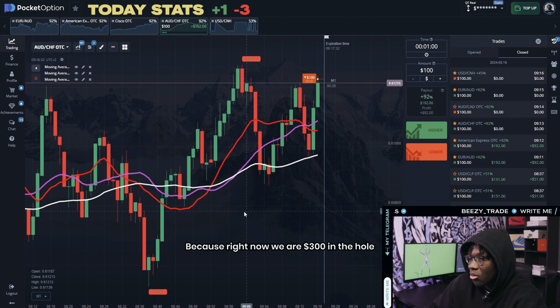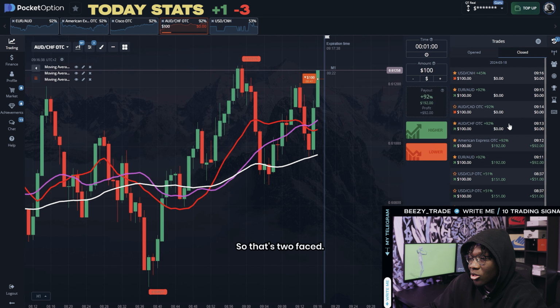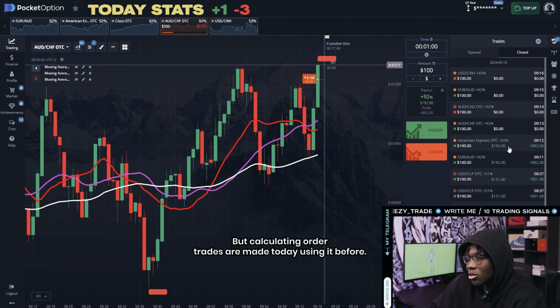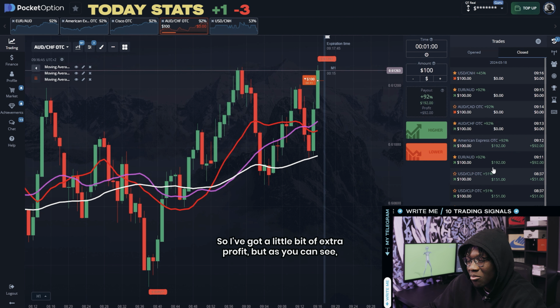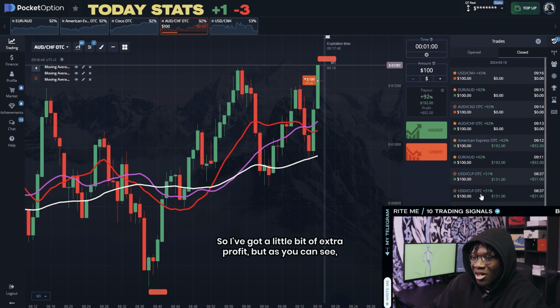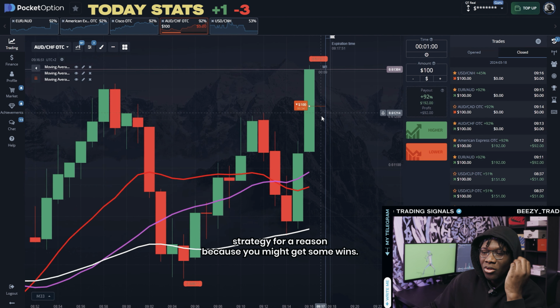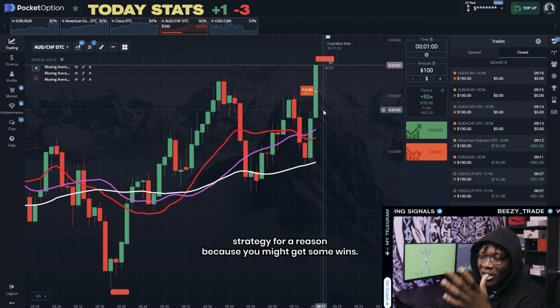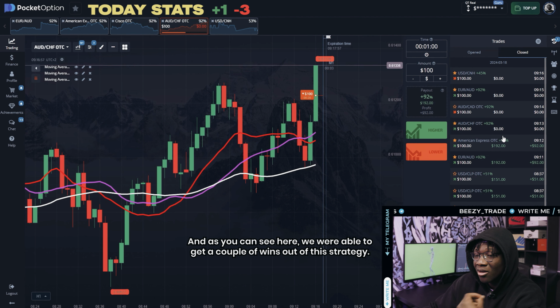Because right now we are $300 in the hole after making, $400 in the hole. So that's 2 trades we won. But calculating all the trades I made today using it before, so I got a little bit of extra profit. But as you can see, it's an easy strategy for a reason, because you might get some wins. And as you can see here, we were able to get a couple of wins out of this strategy.